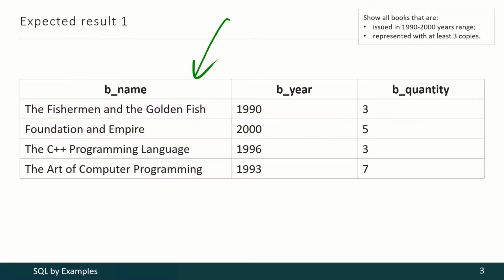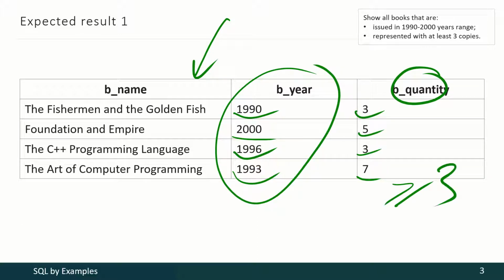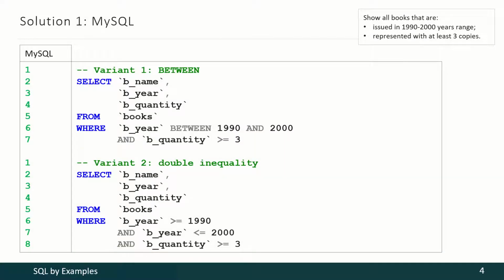Here are those books. This is the issuing year 1990, 2000, 1996, 1993 and the quantity 3, 5, 3, 7, it has at least 3. That's okay. To achieve that result we may use 2 variants of queries.